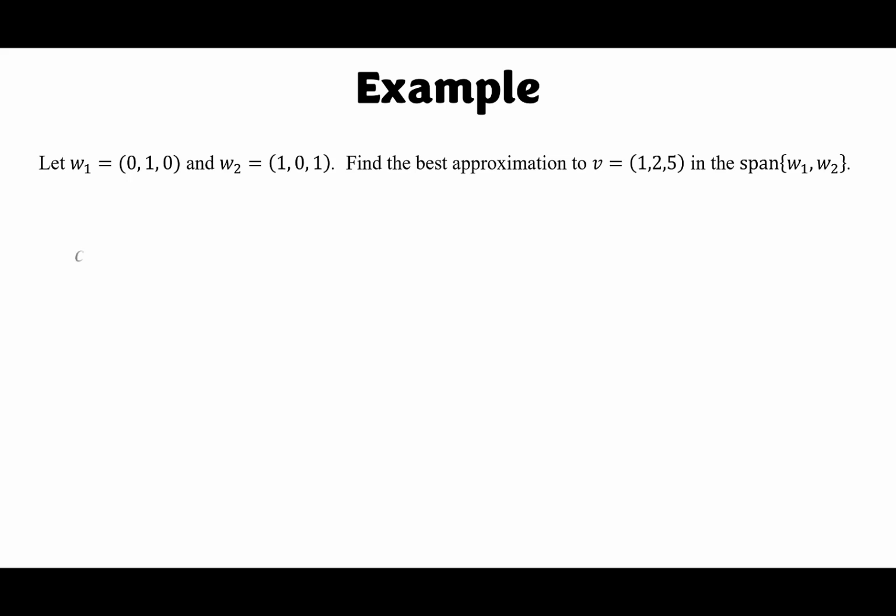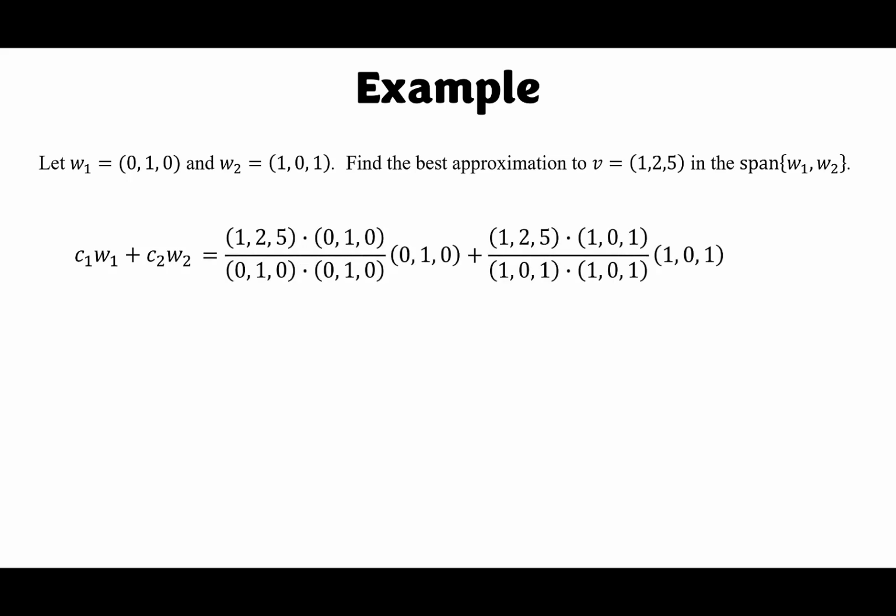All right, so all we have to do is calculate c1 w1 plus c2 w2, where c1 and c2 were the calculations that we showed before. c1 would be the ratio of the dot products: v dotted with w1 divided by w1 dotted with w1, times w1. And we add v dotted with w2 divided by w2 dotted with w2, all times w2. So find the ratio of those dot products, and then we're scaling w1, w2. And that's the closest you can get to v.